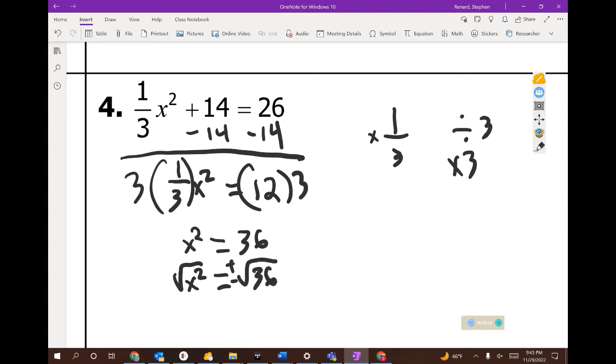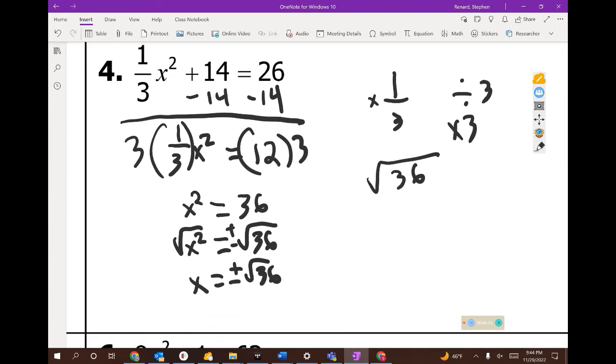Always remember to drop that plus or minus there. We end up with x equals plus or minus the square root of 36. Now, if you know that the square root of 36 is 6, great. Do it, move on. Let me show you how that would work doing it with factoring.